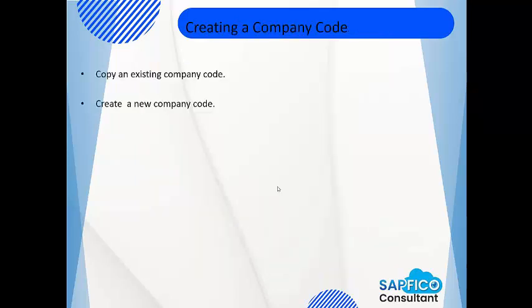So how do you create a company code? Either we can copy an existing company code, which is, whenever you create a company code, you can start with copying from 0001, which is the company code normally available in the SAP default system. So you can start creating from 0001, or you could create a company code from scratch.